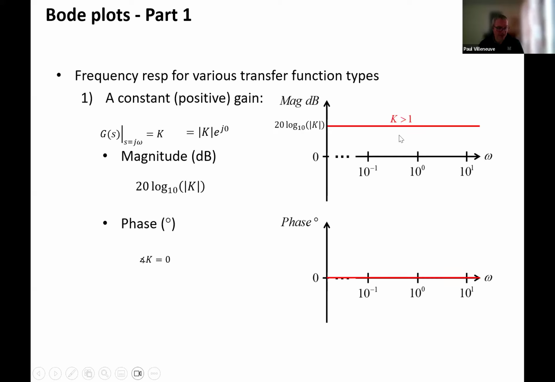of my value of k. When k is greater than 1, my magnitude is positive and my phase shift is here. If k is less than 1, we take the log of a positive number less than 1, so we're going to be negative down here. That's why we end up over here. But the phase shift is not changing at all. For a real number, no matter how much you change the frequency, the phase shift does not change.